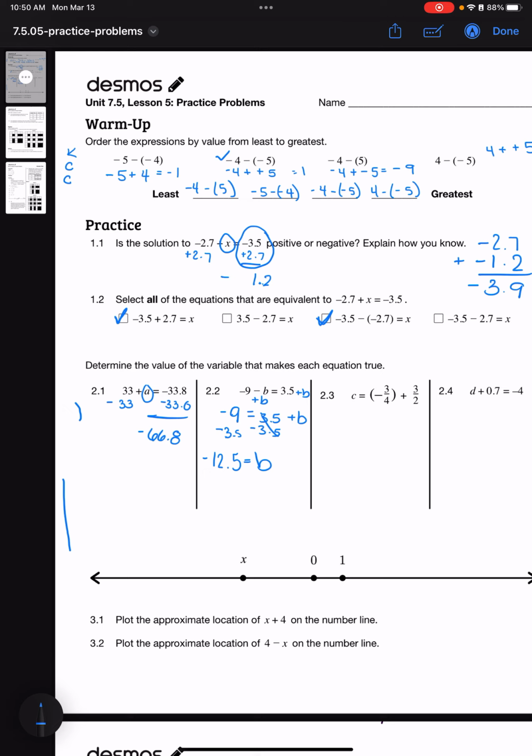The next one to solve, I need common denominators. So I'm going to make this 6/4. And 6/4 plus -3/4 is going to give me +3/4. And then I'm going to subtract 7/10 from each side. D is going to equal negative 4.7.